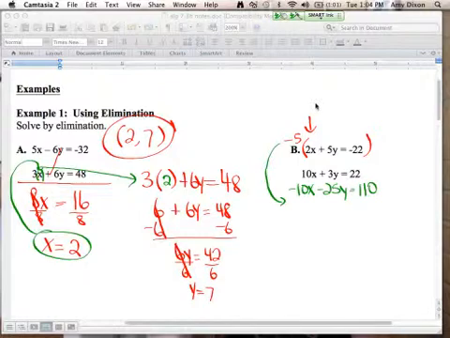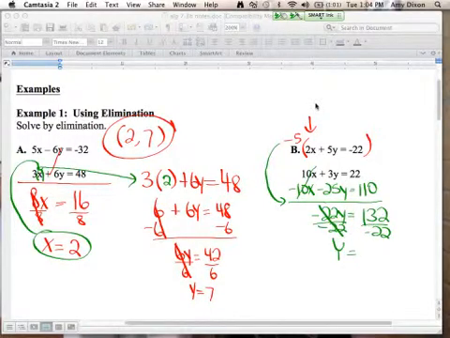All right, so now we're going to draw a line and we're going to add them down. 10x and negative 10x, we get 0. Those cancel. Does it matter if it's x or y? It does not matter if it's x or y that gets canceled, no. 3y minus 25y, what do we get there? Negative 22y equals 22 plus 110 gives us 132. Divide both sides by negative 22.